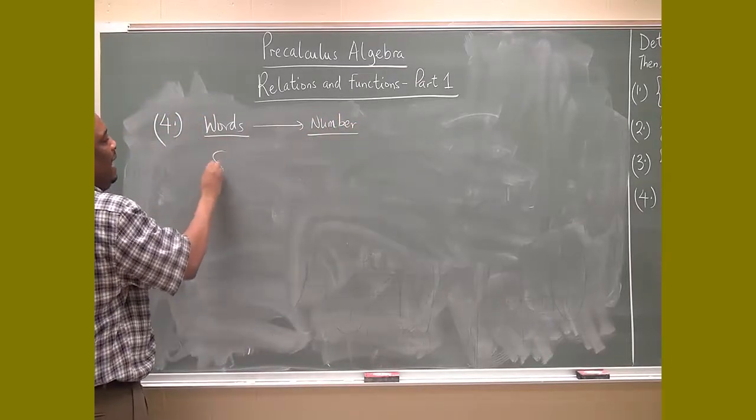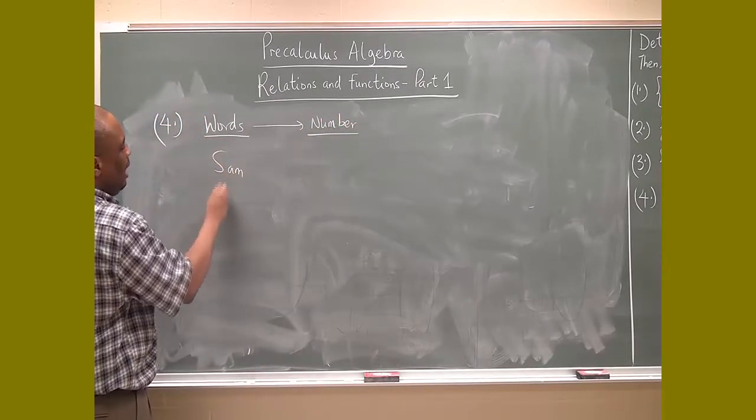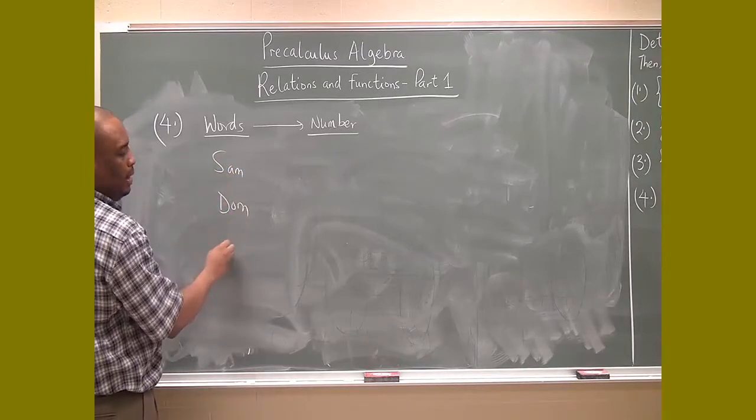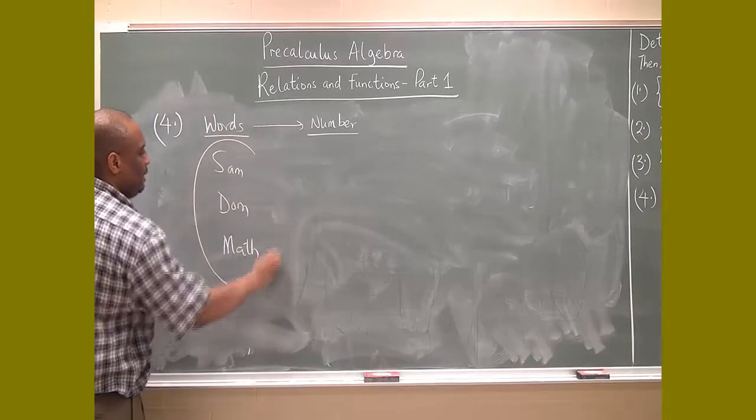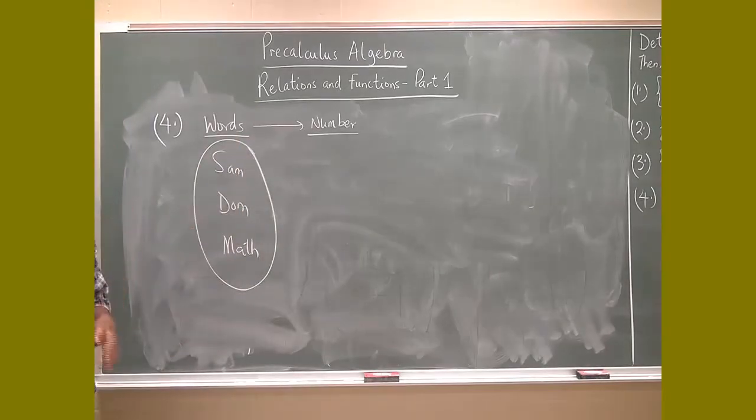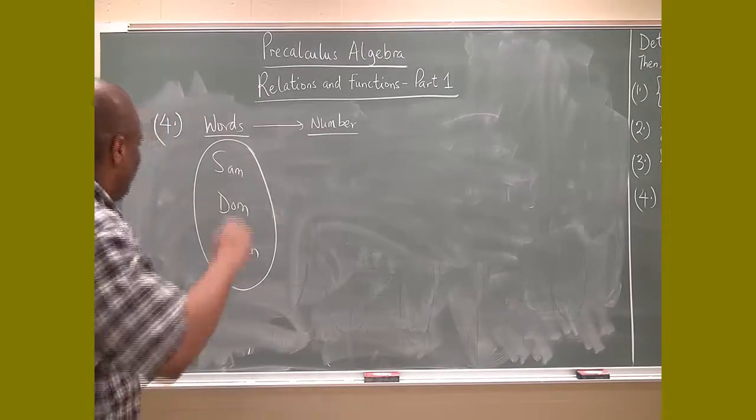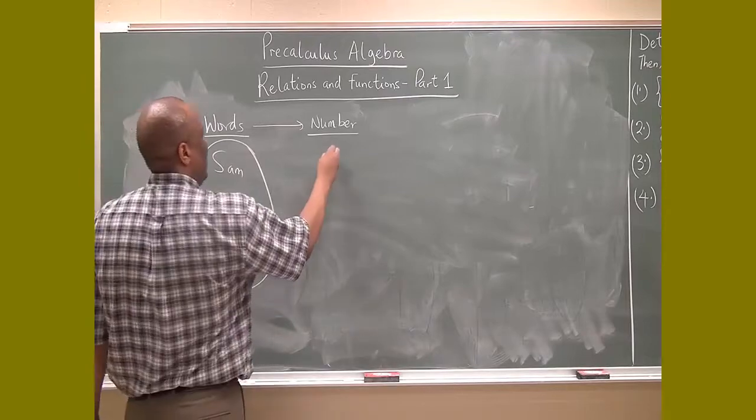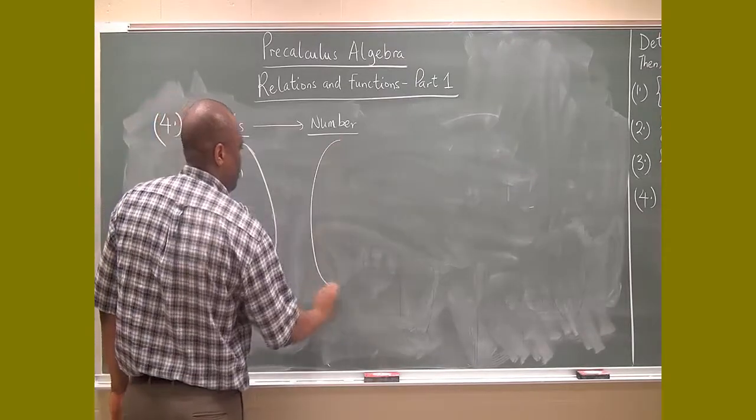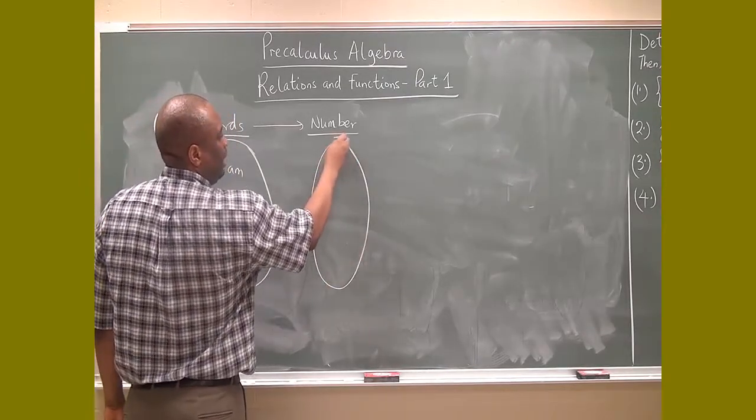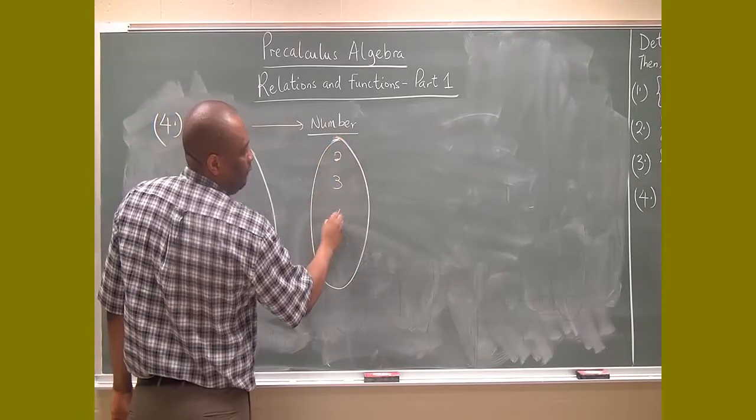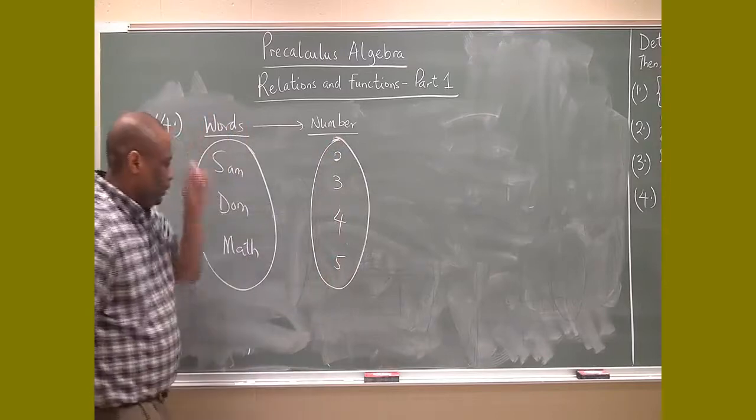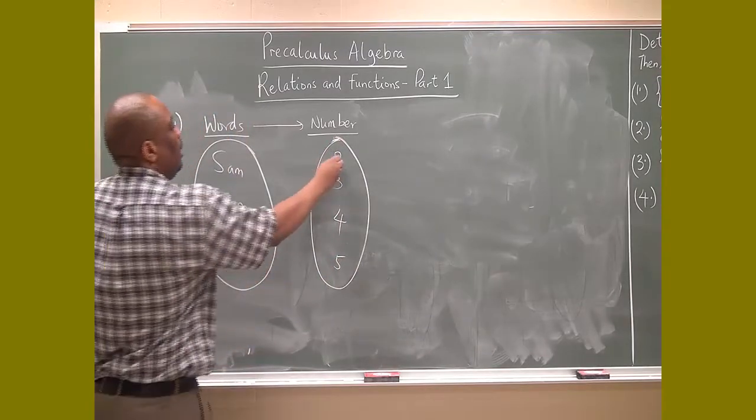Okay? And here I have Sam, I have Dom, I have Mark. Sam, Dom, Mark. Sam Dom for peace. That's my nickname. And then here I have a mapping of 2. I have the images here: 2, 3, 4, 5.